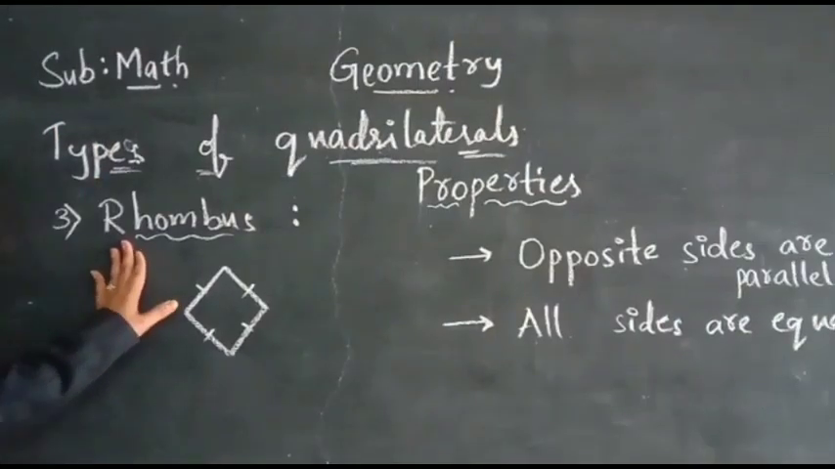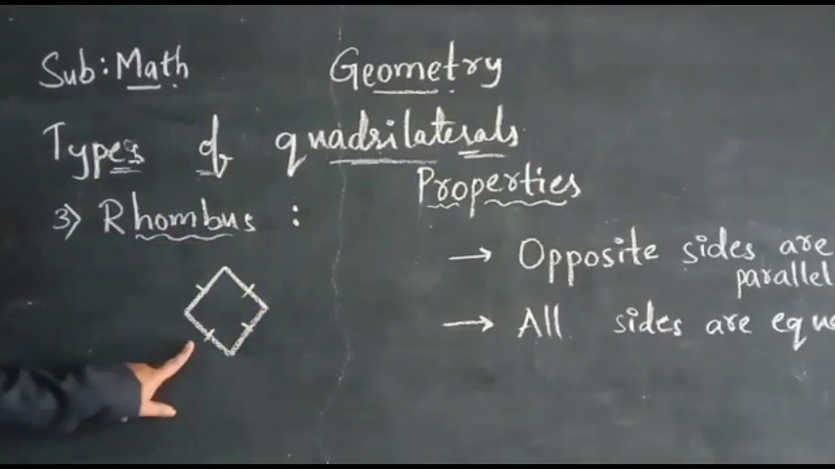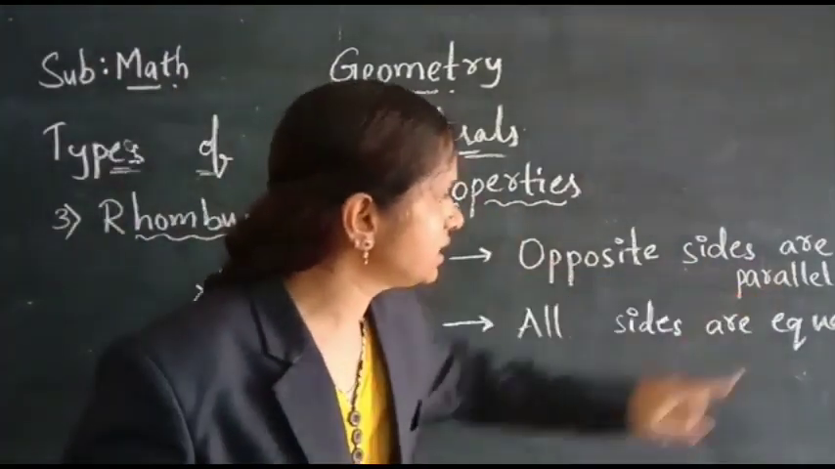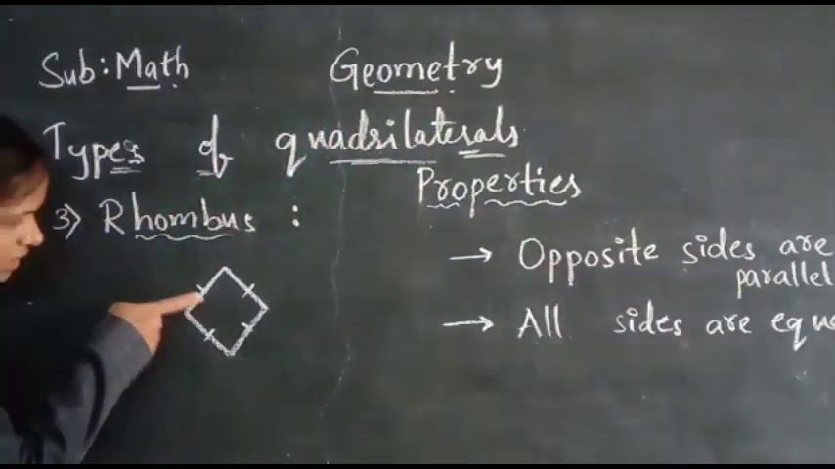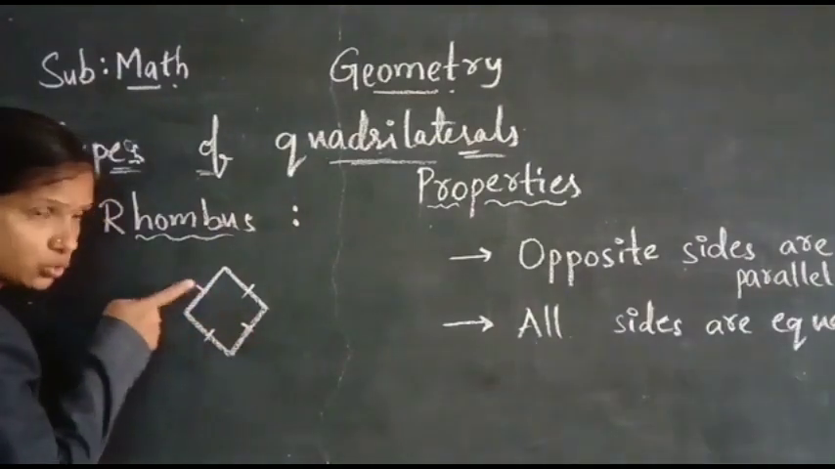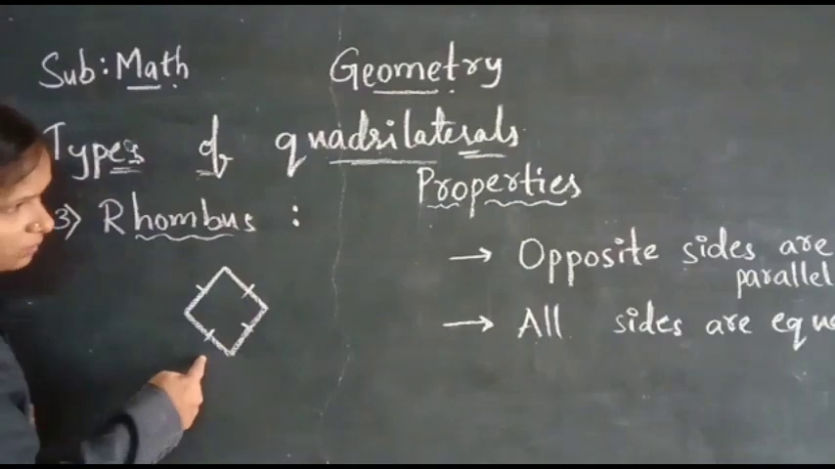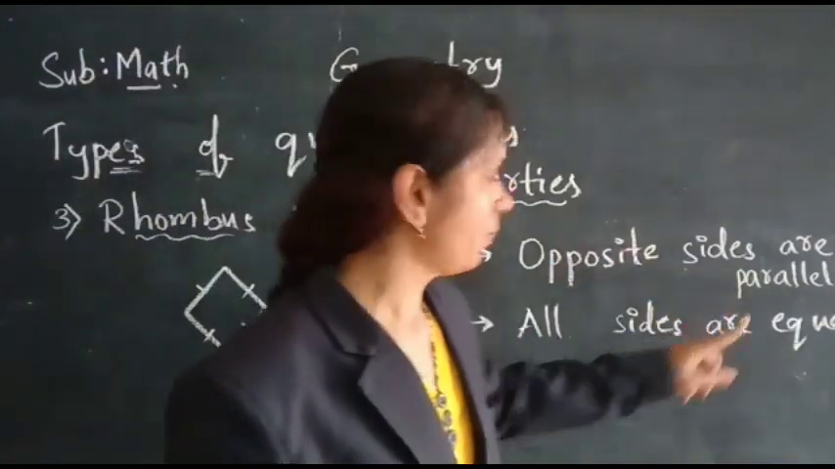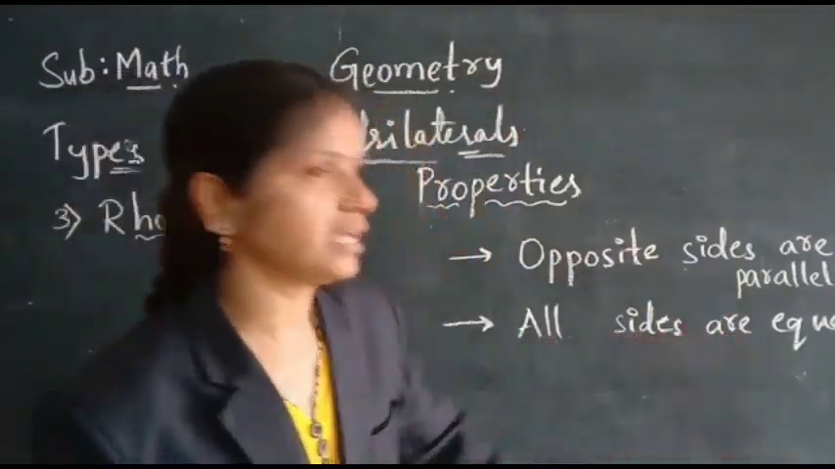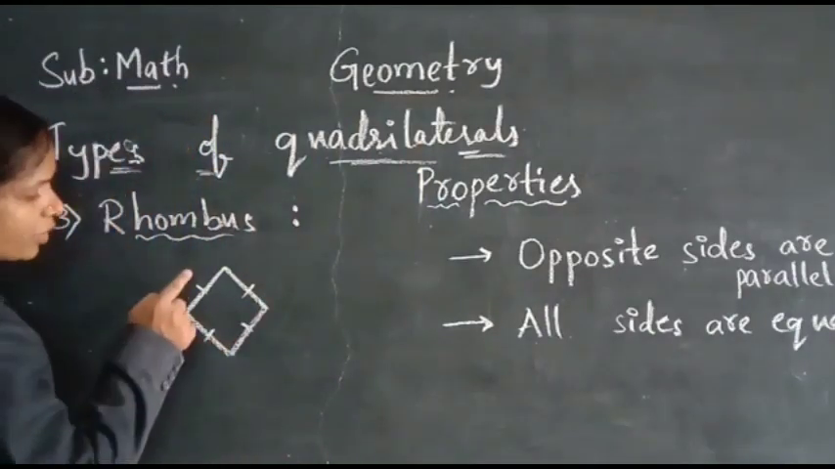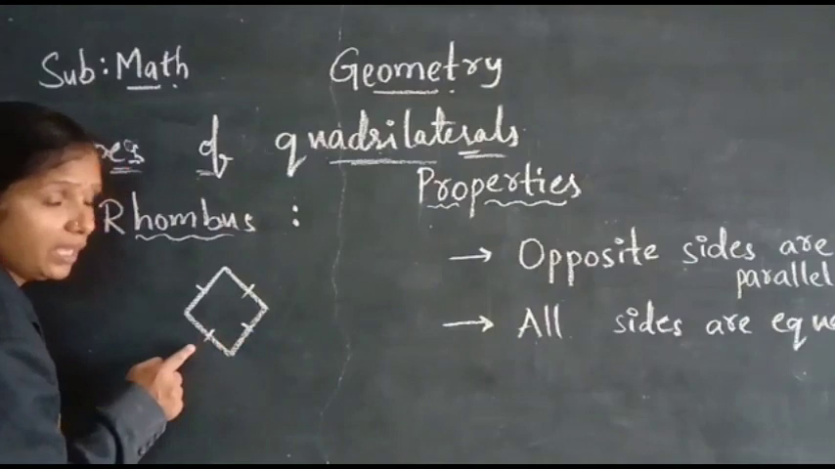Now the next quadrilateral is the rhombus. Now you can see the shape of the rhombus here and its properties. Opposite sides are parallel. You can see these two are parallel, and these two are parallel. So opposite sides are parallel. Now all sides are equal. All side lengths should be equal.